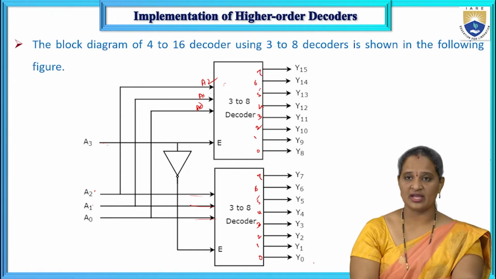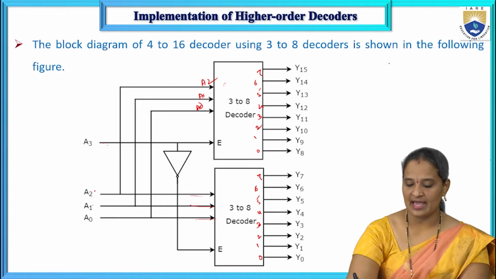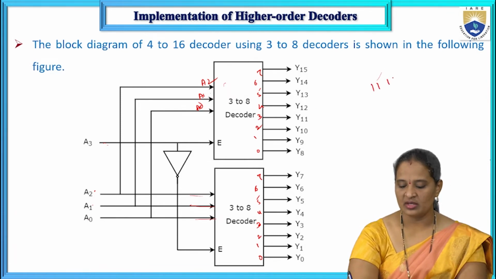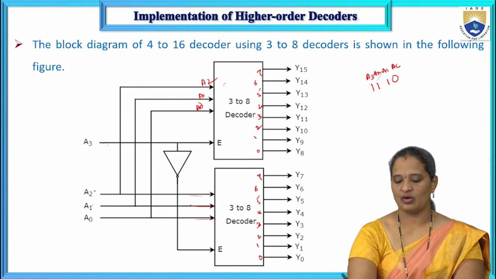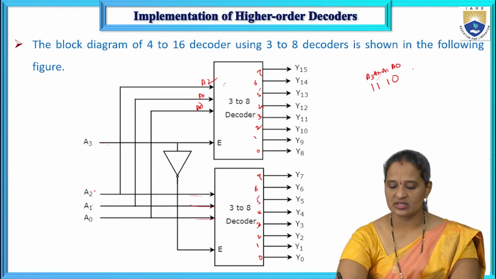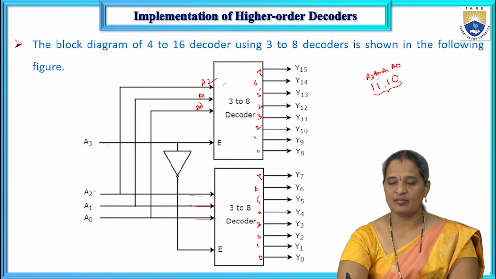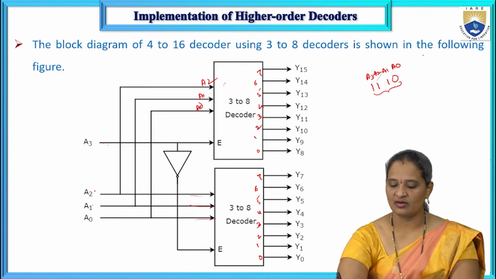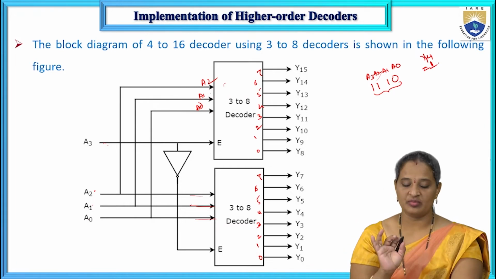In total, how many output lines do we have? 16. Now, for example, let us consider 1, 1, 1, 0 as A3, A2, A1, A0. What is the equivalent here? 12 plus 2, which is 14. The 14th line, Y14, should be equal to 1 and the remaining all should be 0.